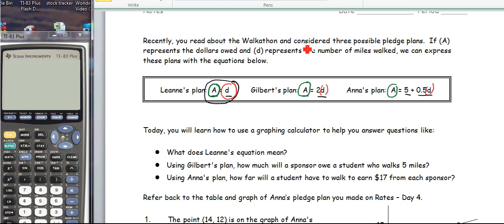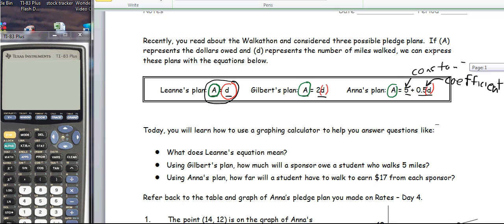I want you to notice we have a constant, which is a starting point. This is a constant. And we have a coefficient. We have a coefficient here with 2 and no constant, and we do not have a visible coefficient here. An invisible coefficient would be 1.